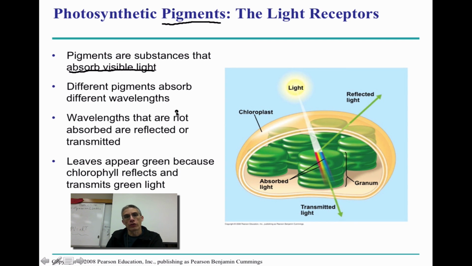And so the different colors that I showed you on the previous screen are going to be absorbed by different types of pigments found within the plant. Wavelengths that are not absorbed are going to be reflected or transmitted. In other words, those are the wavelengths that we can actually see with our eyes. Leaves appear green because chlorophyll basically reflects or transmits the green light that you would find in that visible spectrum.